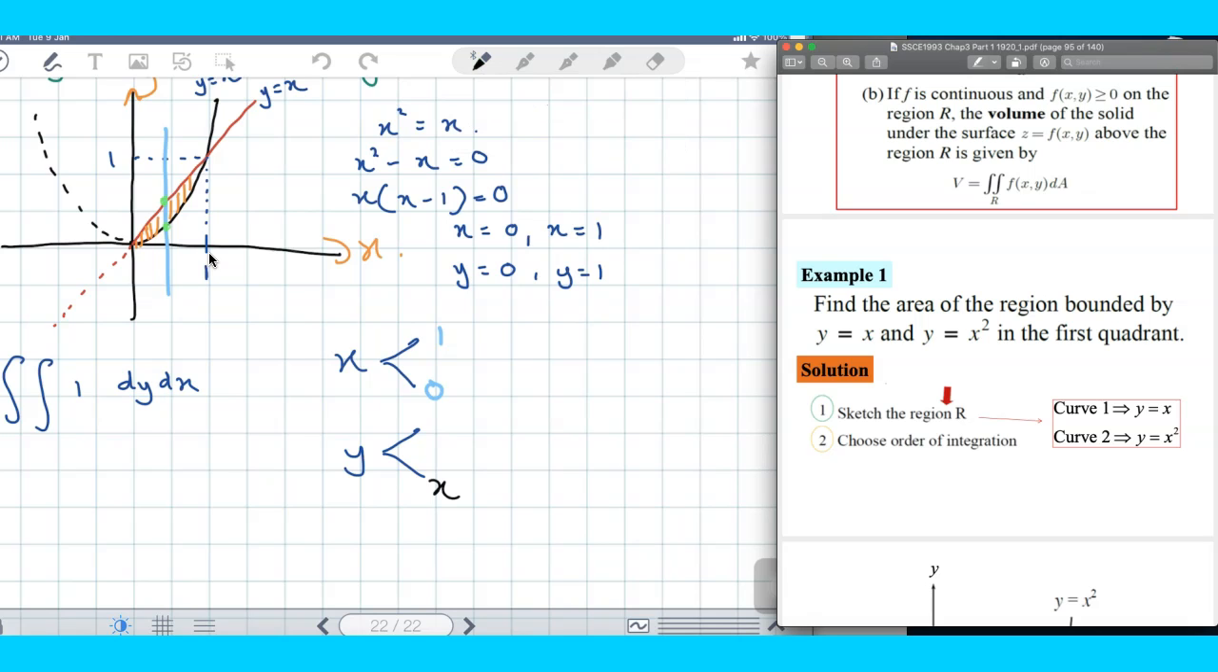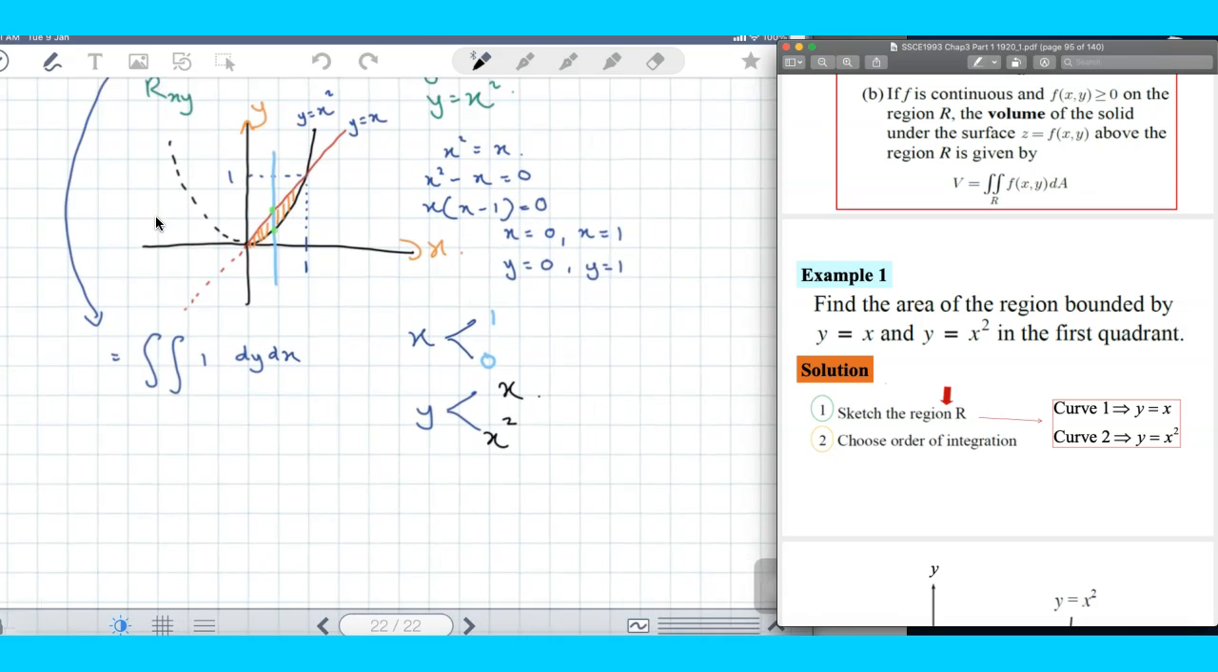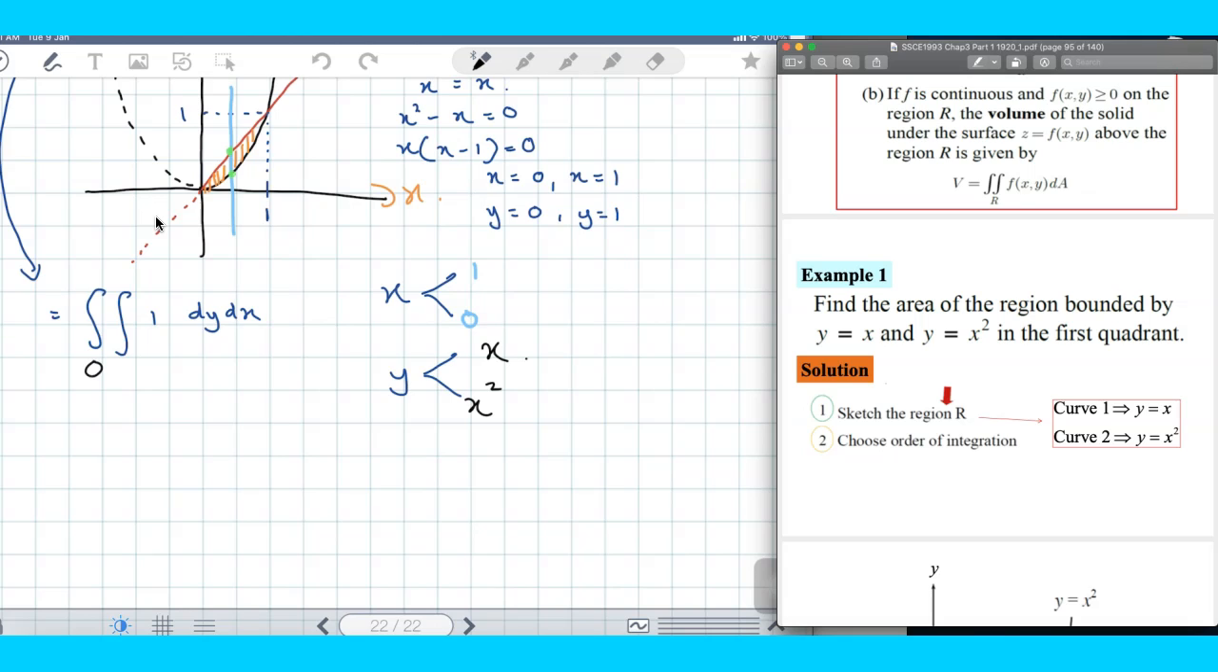y equal to x squared. And then the upper bound, the red line here, belongs to the straight line, y equal to x. So now we have 0 to 1 for x, and x squared to x for y. We now have the complete double integral to evaluate the area: the integral from 0 to 1 of y from x squared to x dx, which becomes the integral of x minus x squared dx.